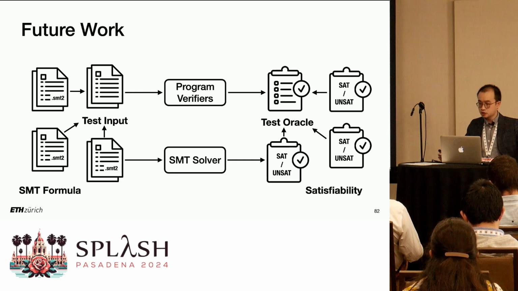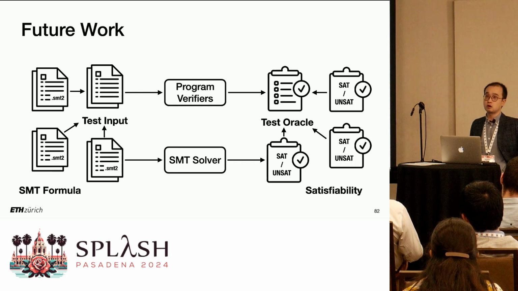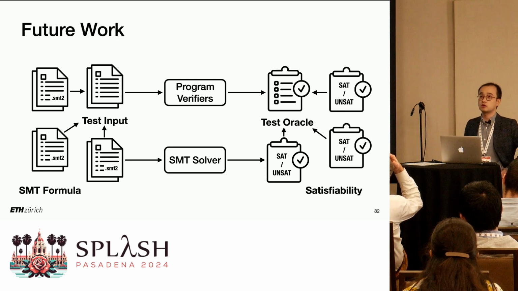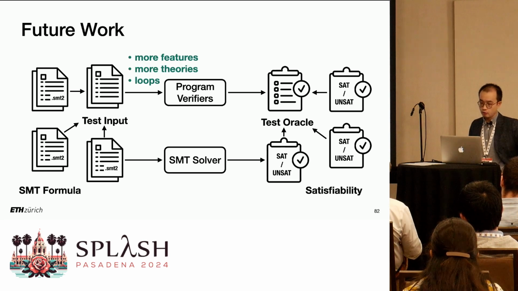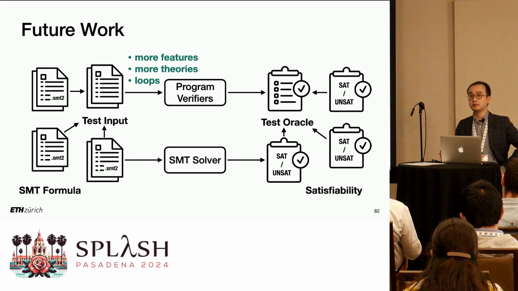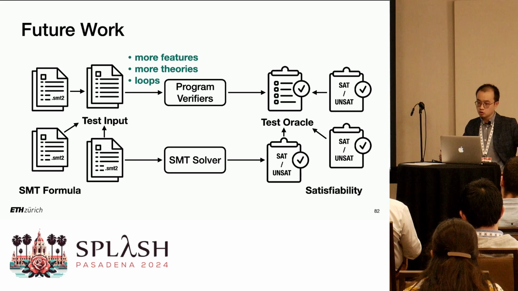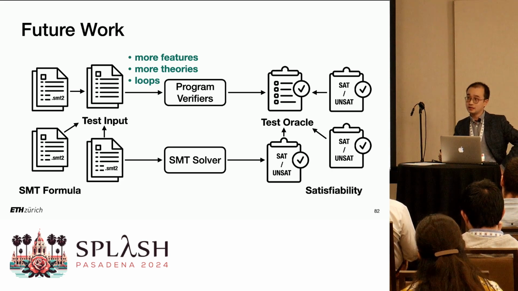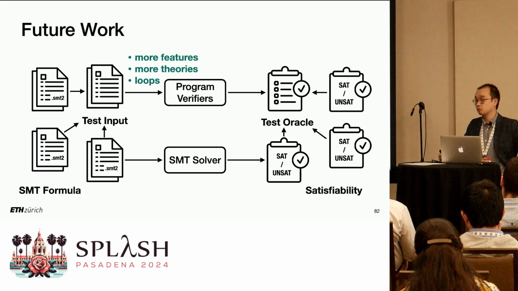So for the future work, there are still some limitations of our work that we want to push forward. The first one is that we want to support more features, not only the control flow feature, but also maybe other features, for example, the type, maybe the class, maybe more complex data structures, and so on. And also we want to support more theories, not only the arithmetic theory, maybe we can support a string theory, we can support the array, and so on.